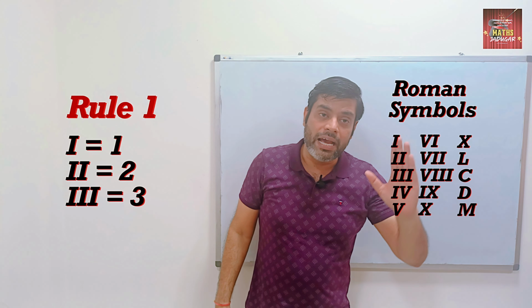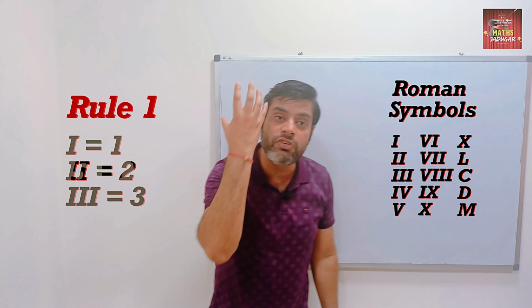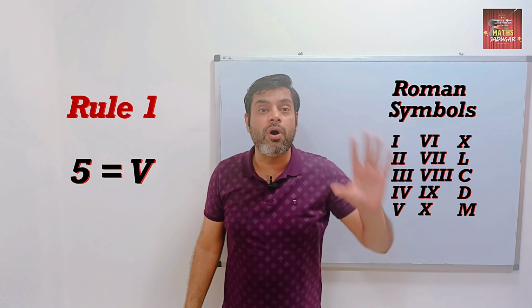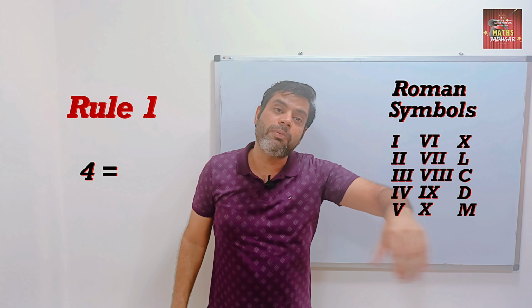So 1 is I, 2 is II, 3 is III, clear. Now I need a new symbol, which is V, 5. The important numbers are I and V. And 4 is where we are using subtraction.